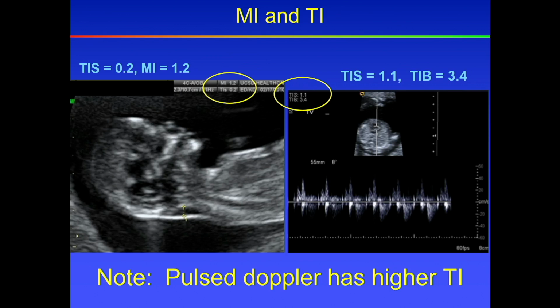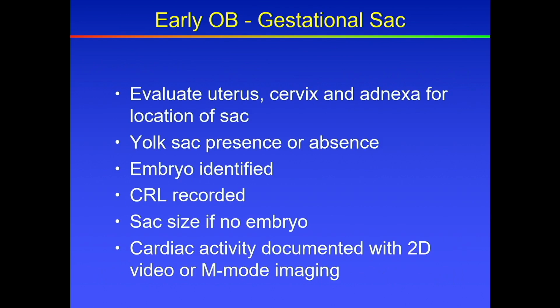And those numbers can generally be found at the top of your ultrasound images there, so MI and TI, for example. Note that when you put on pulse Doppler, the TI goes up quite a bit. So the TI here with pulse Doppler is 3. So pulse Doppler you can use, no problem, but you don't want to just sit there for several minutes at a time. Just use it and turn it off when you're done.